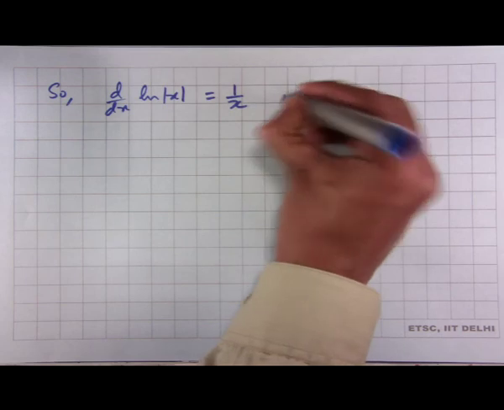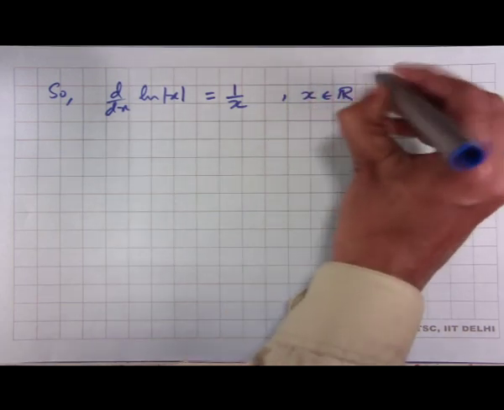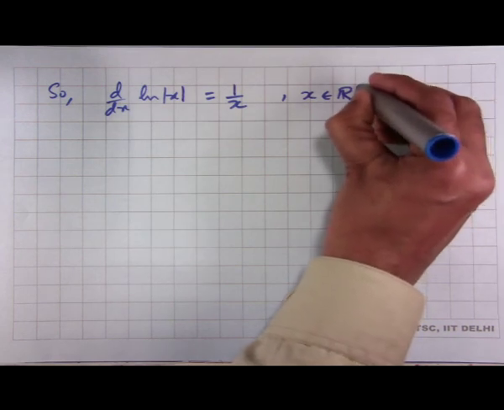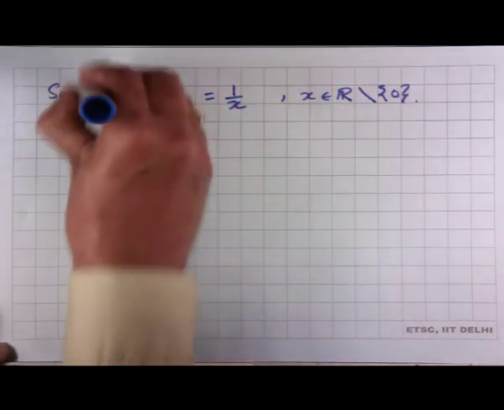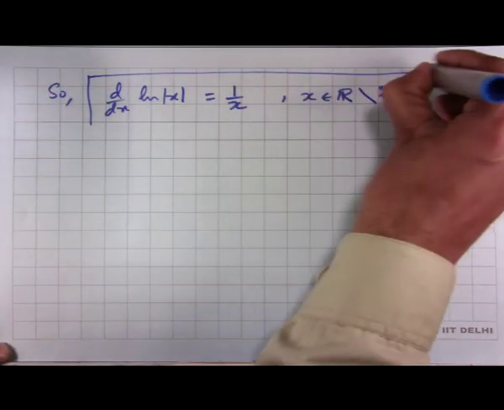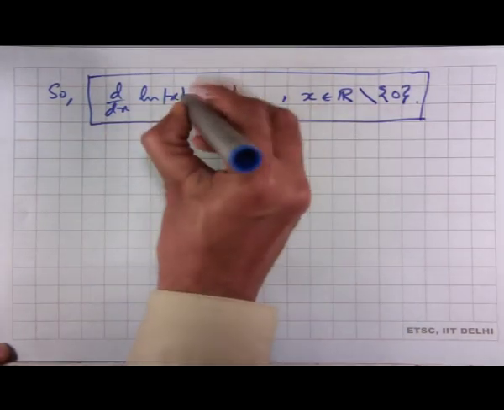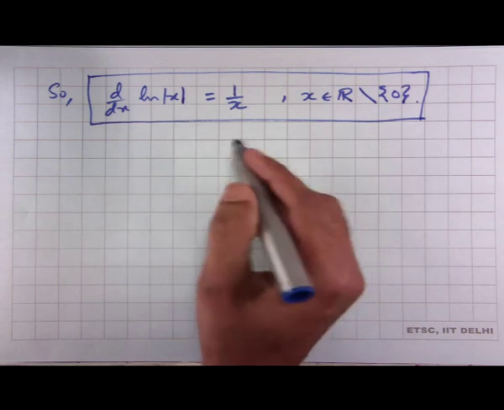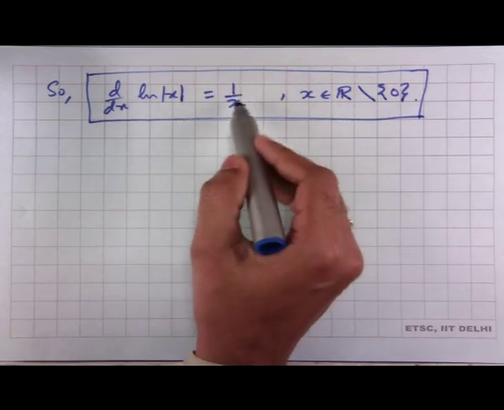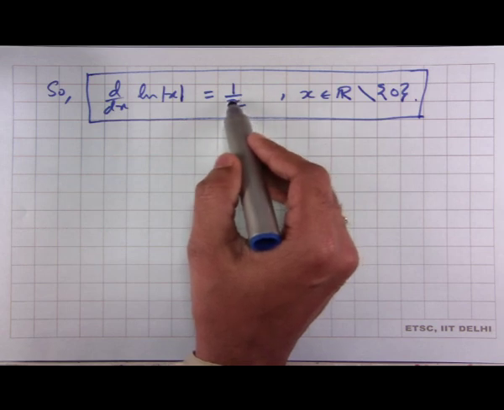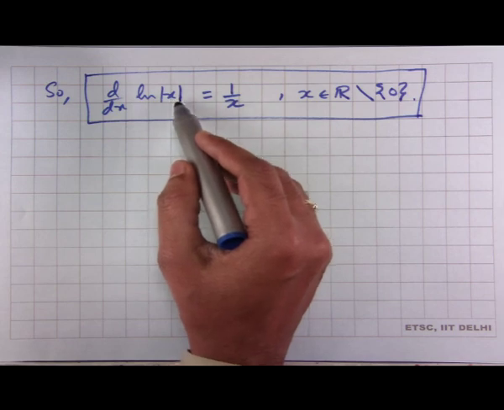This is true for x belonging to any real number except 0. So, when you learn about antiderivative or the indefinite integral, there you will see that in the formula the integral of 1 by x is written as log of mod x and not just log of x.